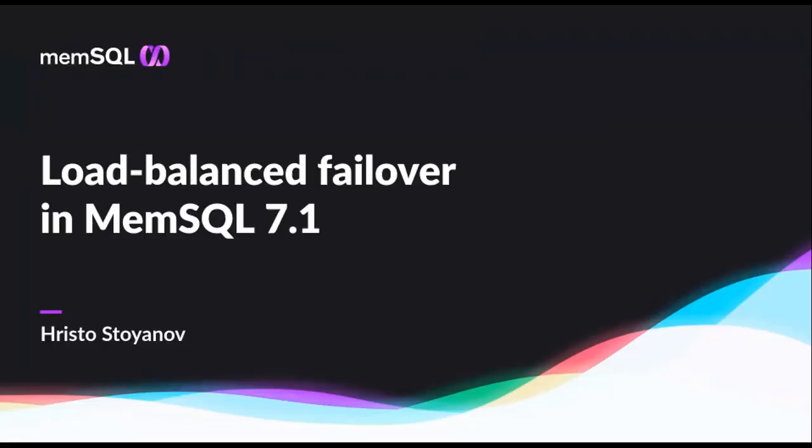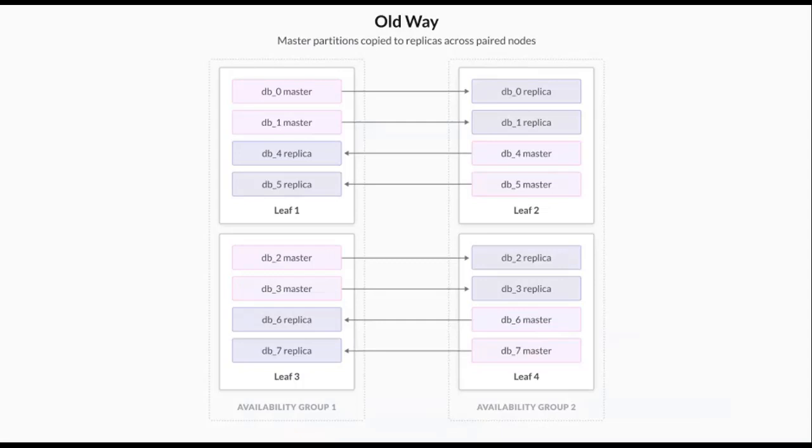In today's video, we'll talk about load-balanced failover. This is a new feature that we introduced in MemSQL 7.1. And all versions of MemSQL will support high availability. The way this works usually is leaves are paired together and they cross-replicate partitions to each other.